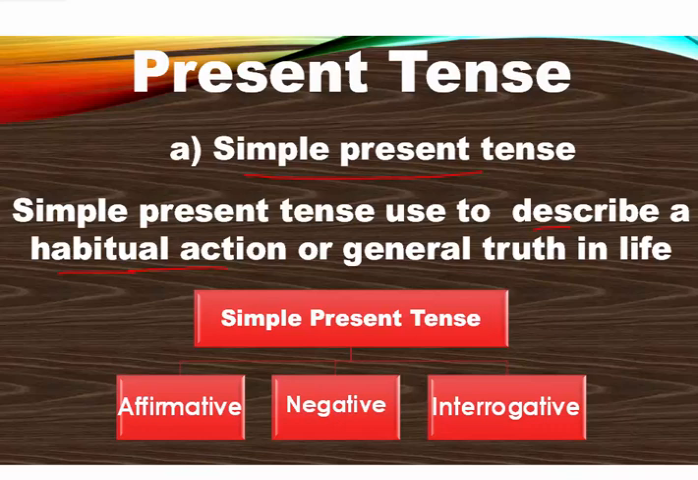This simple present tense has three subdivisions, three forms: affirmative, negative, interrogative. This simple present tense will take three forms. One is affirmative, another one is negative, and the other is interrogative.